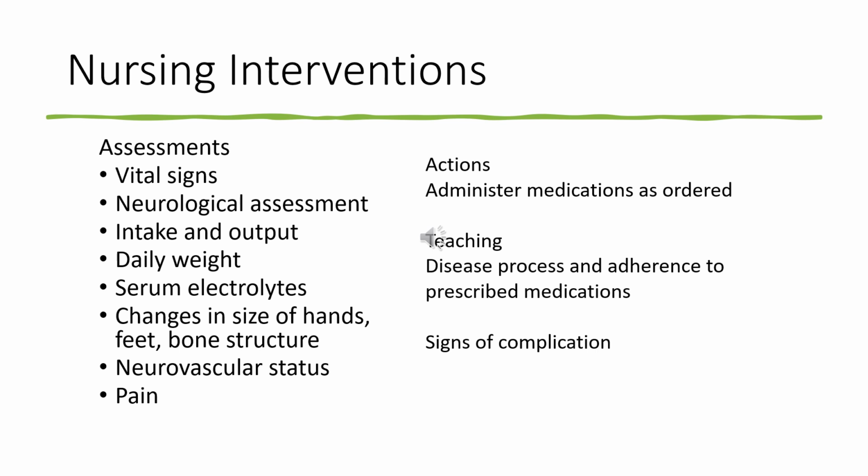We want to look at input-output, daily weights, electrolytes like sodium, potassium, fluid overload, changes in the size of their hands, feet, bone structure. Increased growth hormone causes the thickening of bones. Neurovascular status: in patients with acromegaly, bone growth may compress peripheral nerves, causing numbness and tingling or pain in the hands and feet. Joint pain is expected. Administered dopamine agonists will inhibit the release of the anterior pituitary hormones.